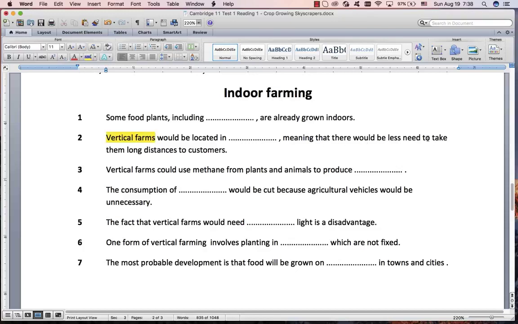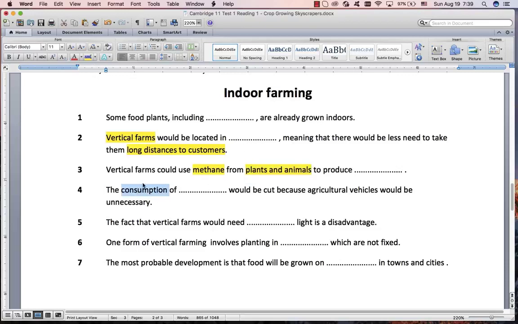Less need to take them long distances to customers, I'd probably go for the customers. Vertical farms could use methane from plants and animals. Now this is an excellent scanning word. Methane, it's a gas. It's like oxygen or carbon dioxide. Why is it an excellent scanning word? Because they can't paraphrase it. They can't make a synonym for it. Methane is methane. Plants and animals is always good.